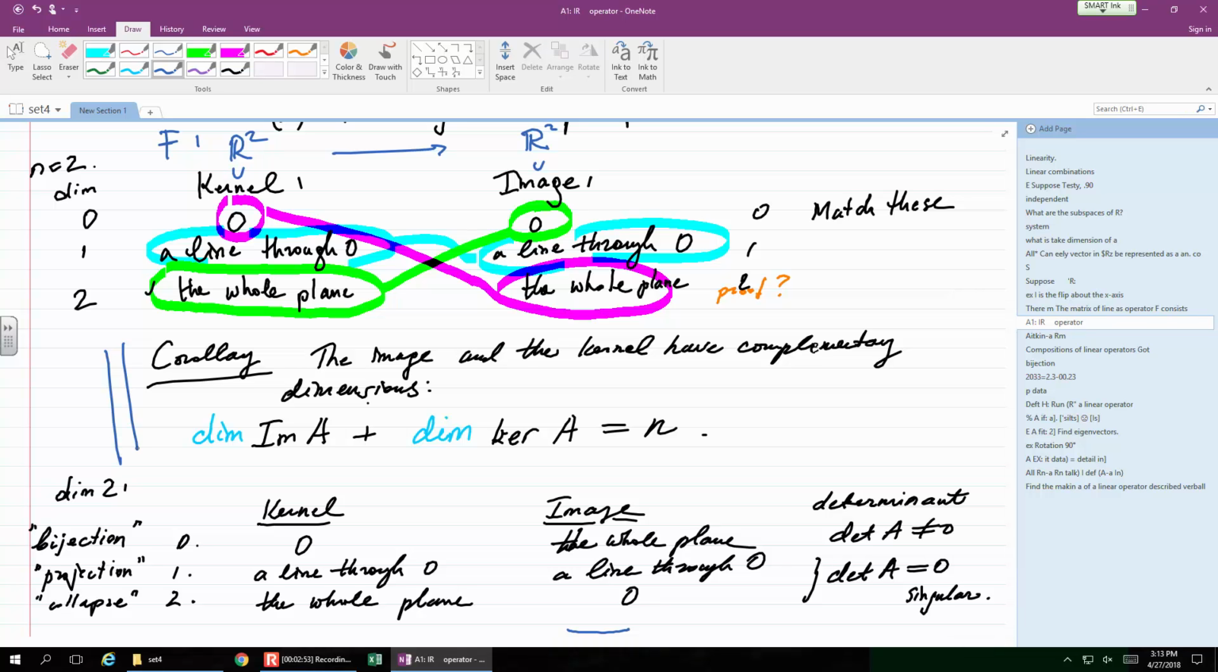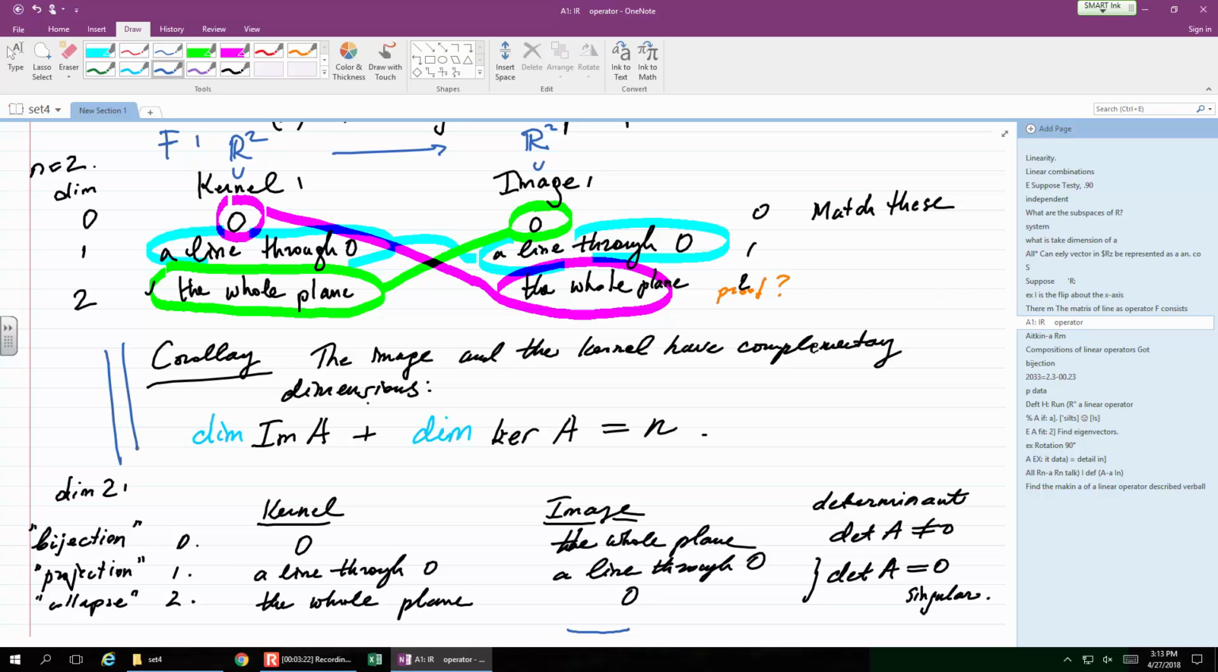Okay, so the dimensions are complementary. So in dimension 2, it means that they add up to 2, and it means that there are not too many possibilities listed at the bottom: 0, 1, 2. As you can see there. So if the kernel is small, the image is large, and vice versa. Okay, so in the multidimensional space, you can imagine how that's going to work out.